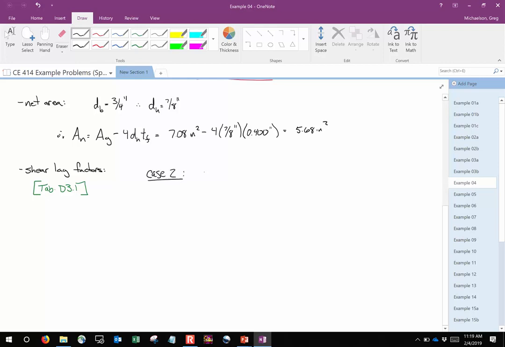So what is the formula for case 2? And remember, those are the connection eccentricity and the connection length. Let's take those one at a time. How do we determine the connection eccentricity? Somebody over here. How do we determine the connection eccentricity? We have a W section connected via the flanges. Everybody remember that?